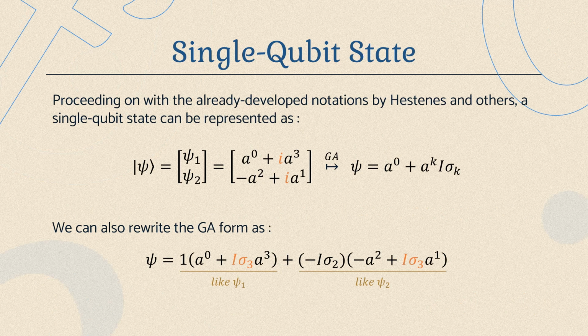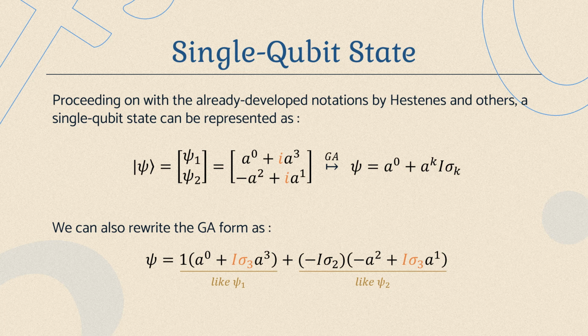Finally, we can introduce a qubit. Proceeding with the already developed notations by David Hestenes and others, a single qubit state ket psi can be represented as the following geometric algebra equivalence: psi equals a superscript 0 plus a superscript k times I sigma subscript k, where the Einstein summation convention is used.